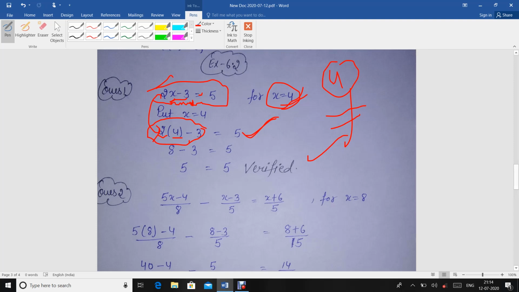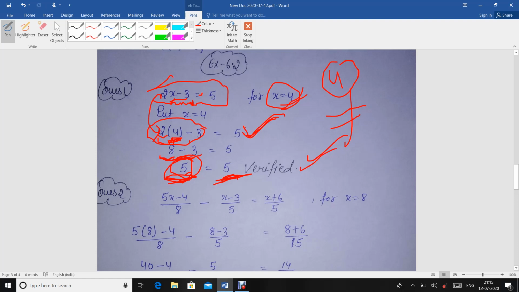Okay, so this bracket indicates the sign of multiplication. So we have to multiply 2 by 4. 2 multiplied by 4 is equal to 8, minus 3. 8 minus 3 is equal to 5. After solving the left hand side of the equation, we get 5, and on the right hand side 5 is already present. So 5 is equal to 5. Now left hand side and right hand side are equal, so we can say that it is verified.